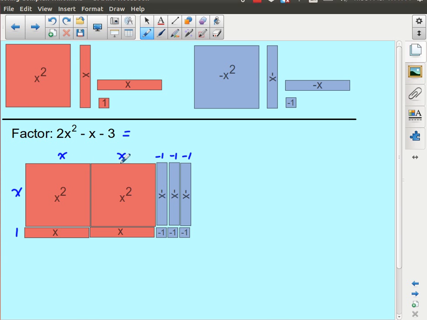I have 2x minus 3 across the top. I have x plus 1 along the side.